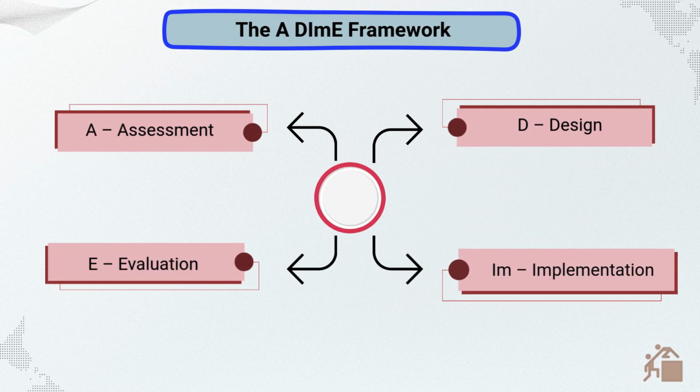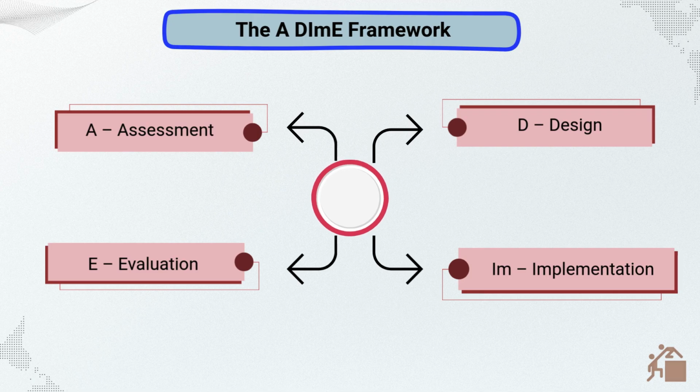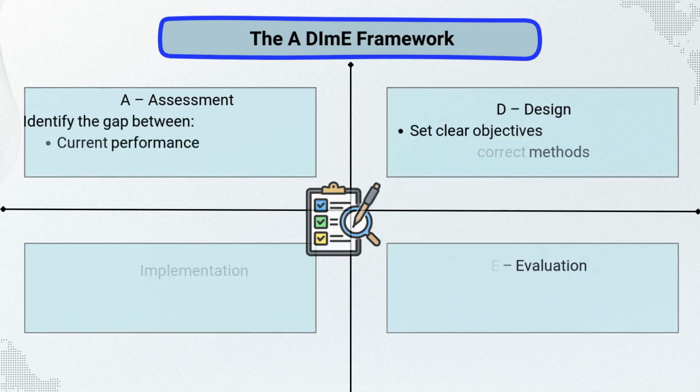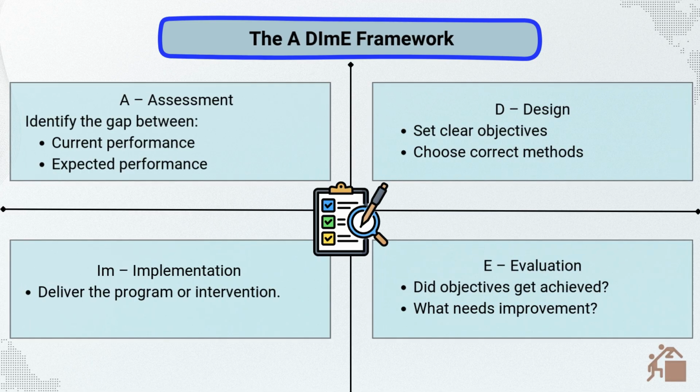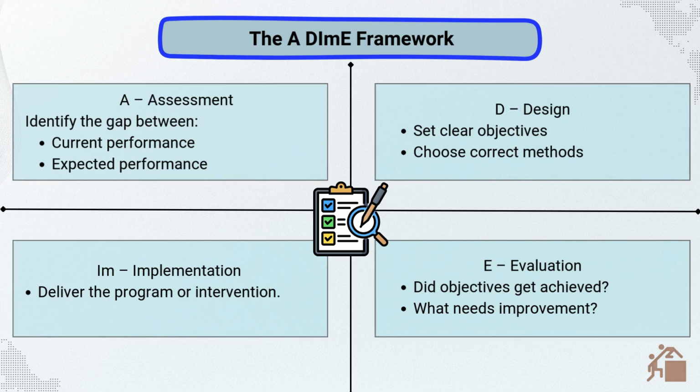The ADIME framework. No matter whether it is training or appraisal, HRD must follow a systematic process called ADIME. ADIME stands for Assessment, Design, Implementation, and Evaluation. Assessment, identifying the gap between current performance and expected performance. Design, set clear objectives, choose correct methods. Implementation, deliver the program or intervention. Evaluation, measure results. Did objectives get achieved?